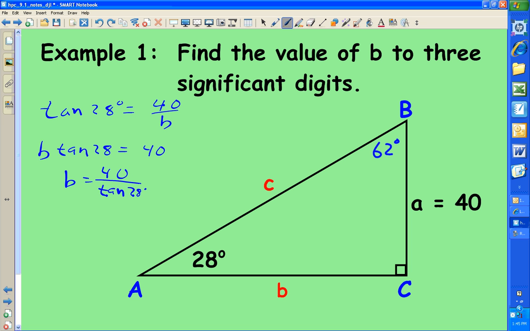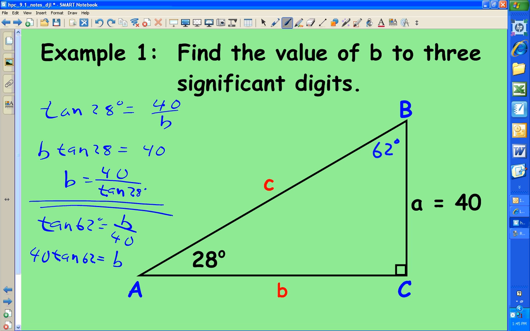That's not very much fun. If you were on Marissa's team, instead of tangent of 28, let's go tangent of 62 equals b over 40. So 40 times the tangent of 62 is equal to b. Having your unknown in the denominator is not a good thing.